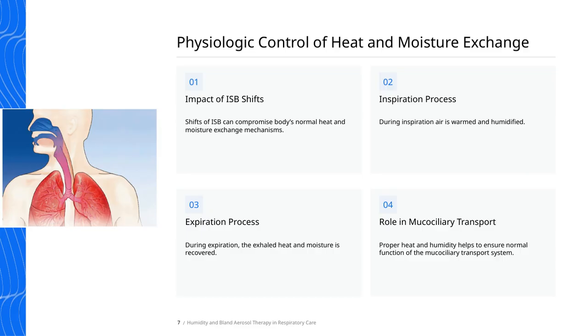Now, shifts of the isothermic saturation boundary, known as ISB shifts, can disrupt this delicate balance. Such shifts can compromise the body's normal heat and moisture exchange mechanisms, which can impact overall respiratory function. So, understanding these processes helps us appreciate the importance of maintaining proper humidity and temperature during respiratory care, especially in therapies involving aerosols or artificial humidification.